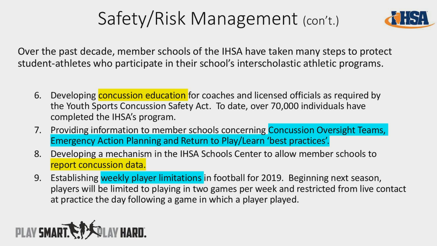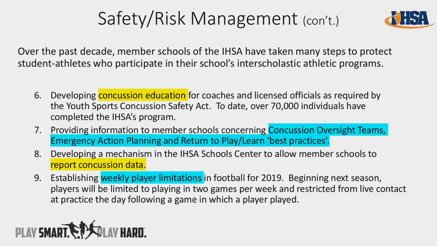The association has also developed a mechanism in our school center to allow all schools to report concussions to our office. Our office, through a state law, is now required on a yearly basis to submit concussion data to the General Assembly. Schools are able to help us in that process by going into the school center, and we provide information. We contact your athletic trainers if you use one on a monthly basis to let them know as a reminder where they can go to submit that data. But that's something that we've done in the last handful of years.